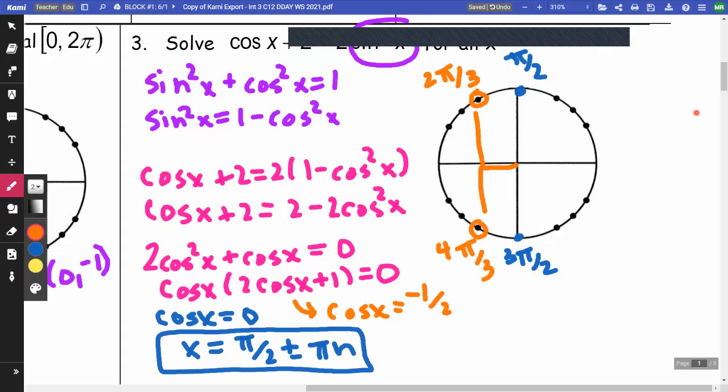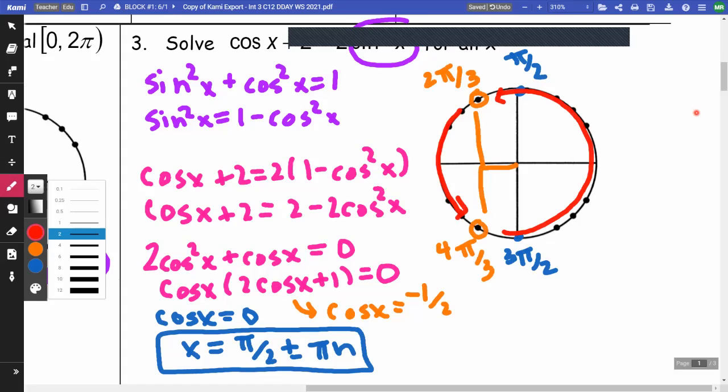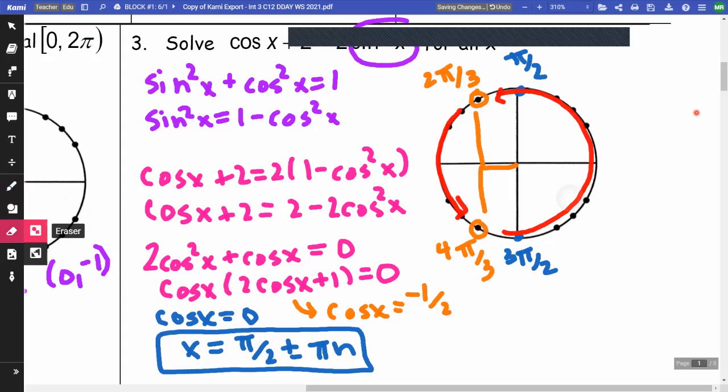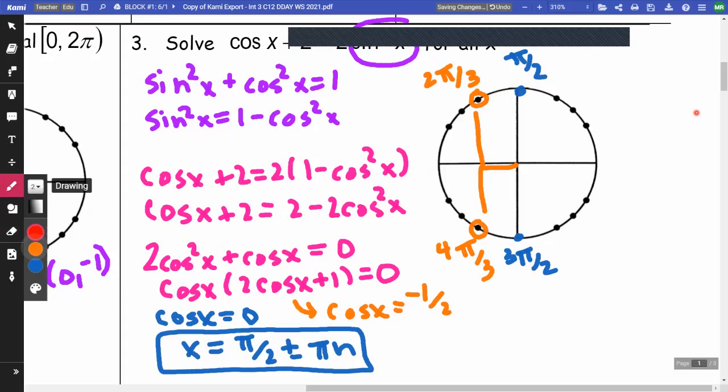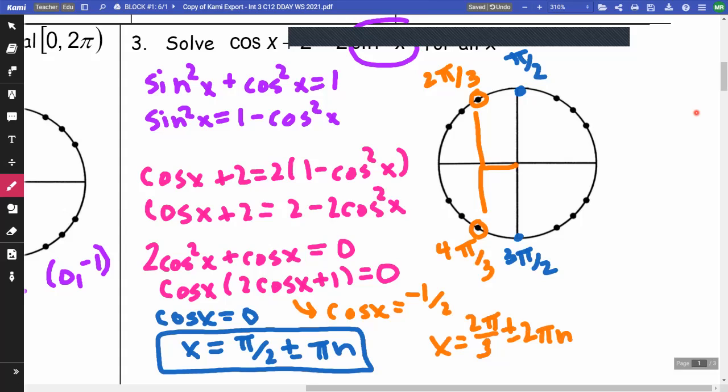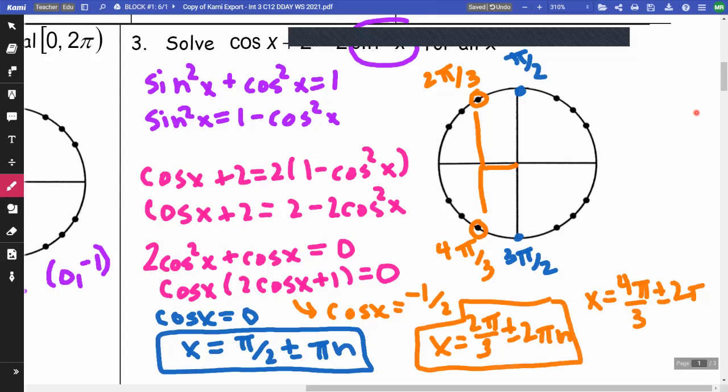And again, if I'm looking at the distance from one to the other, the distance from here to here is not the same as the distance from here to here. So these cannot be written in terms of each other. So I am going to write out two separate answers. I'm going to have 2 pi thirds plus or minus 2 pi n. That's 1. And I'm going to have 4 pi thirds plus or minus 2 pi n. And that's going to be my other set.